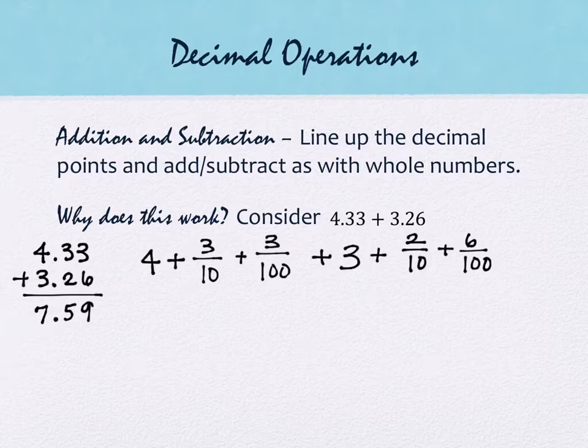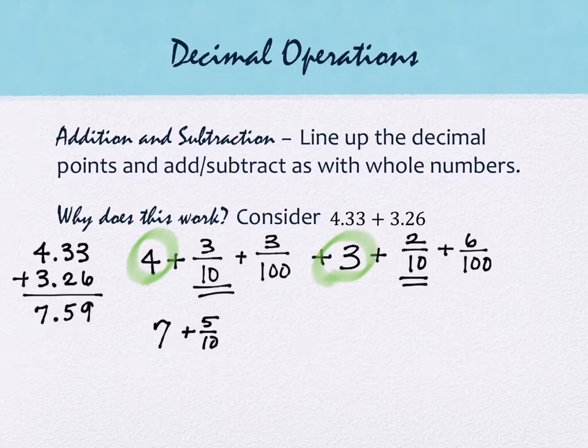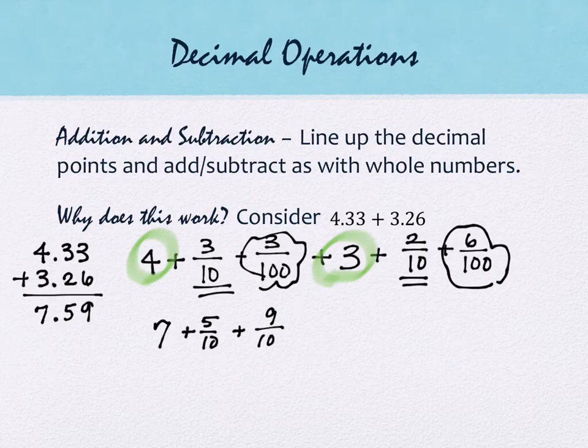And then what we talked about when we did fractions is we can add the whole number pieces. This is one of our approaches. That would be 7. These two have the same denominator, so 3 tenths and 2 tenths is 5 tenths. And then this one and this one have the same denominator, hundredths, so 3 hundredths and 6 hundredths would be 9 hundredths. And I can write that back into decimal form as 7 and 59 hundredths. So this idea of lining up my decimal points is really all about place value.